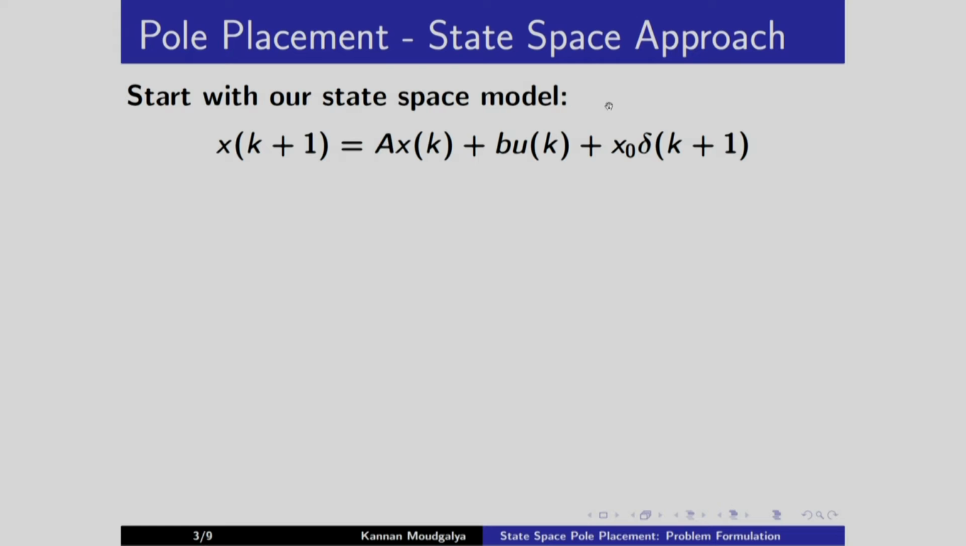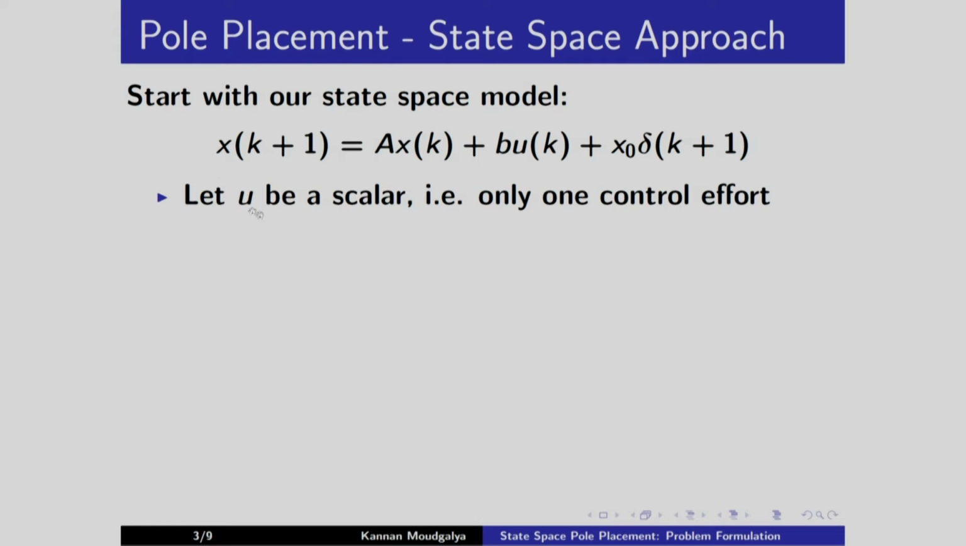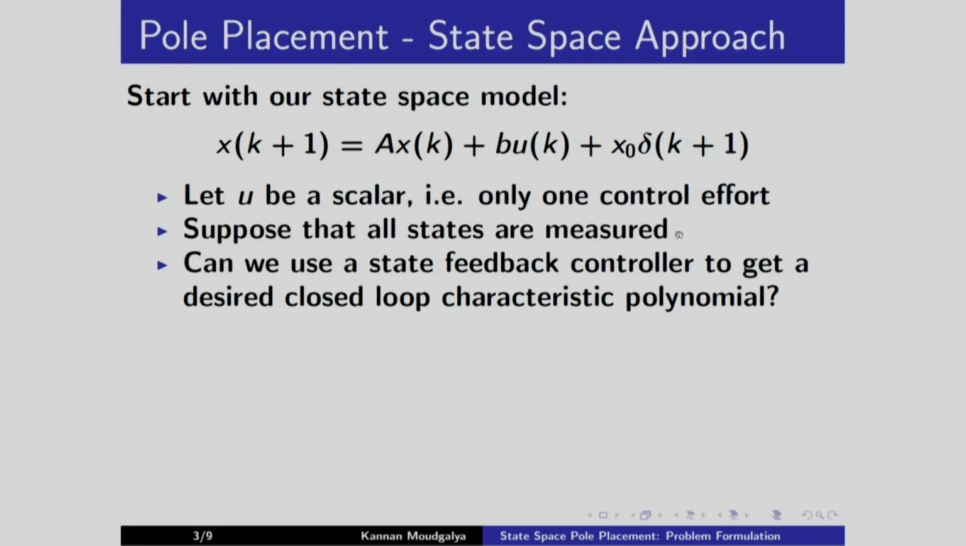Let us start with our standard state space model. Recall that we introduced this delta. X is a state, U is a control effort, and in this particular case we take U to be a scalar, that is only one control effort. We also assume that all states are measured. Later on in this week we will relax this assumption. The question is, can we use a state feedback controller to get a desired closed loop characteristic polynomial?